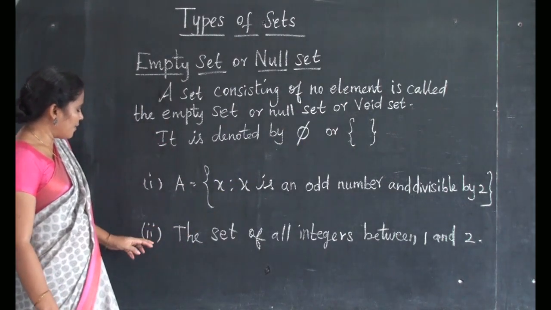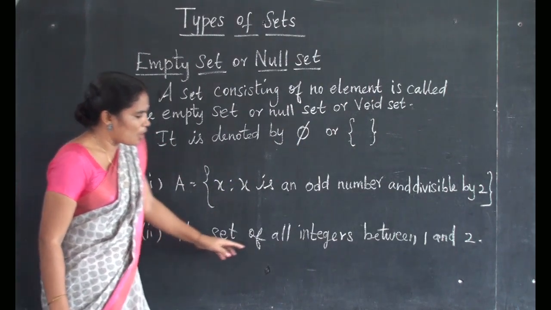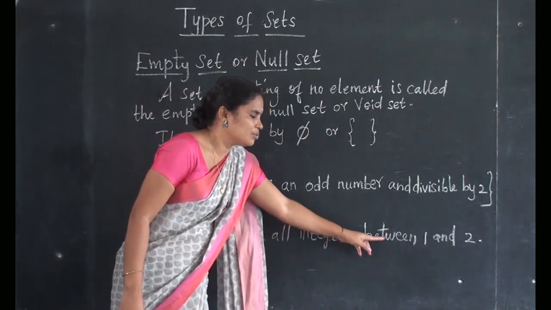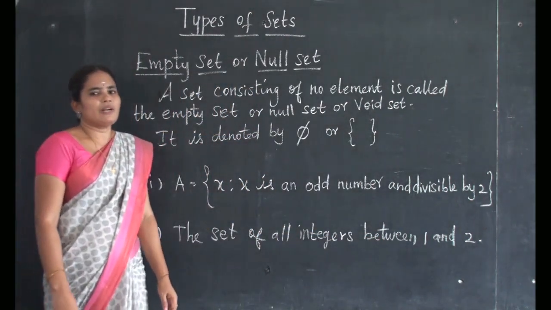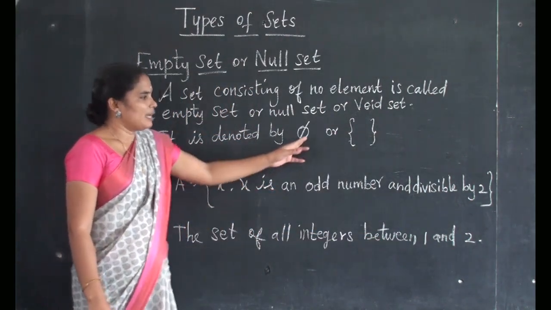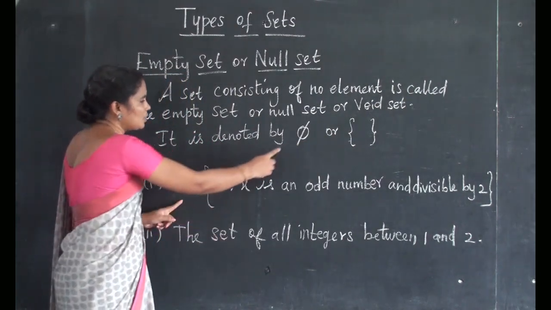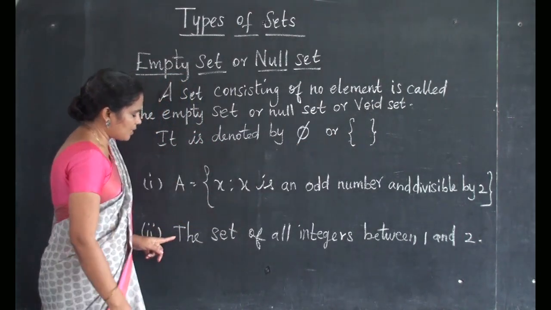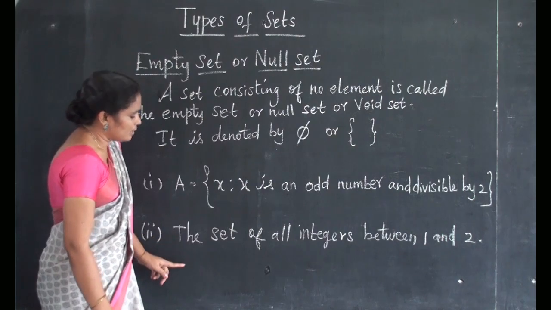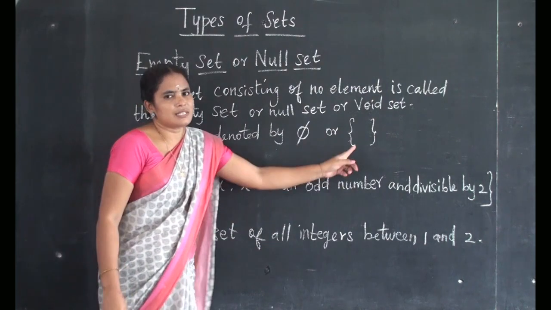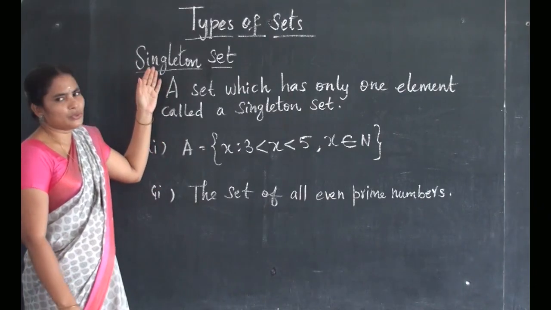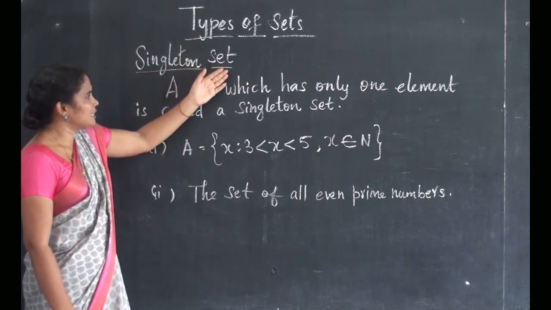Then we have another example, the set of all integers between 1 and 2. Is there any integer between 1 and 2? No, so it is a null set. You can denote the answer by A is equal to the null set, and if it is given as B or C, you can write C is equal to the null set. Now let us move on to the next set, that is the singleton set.